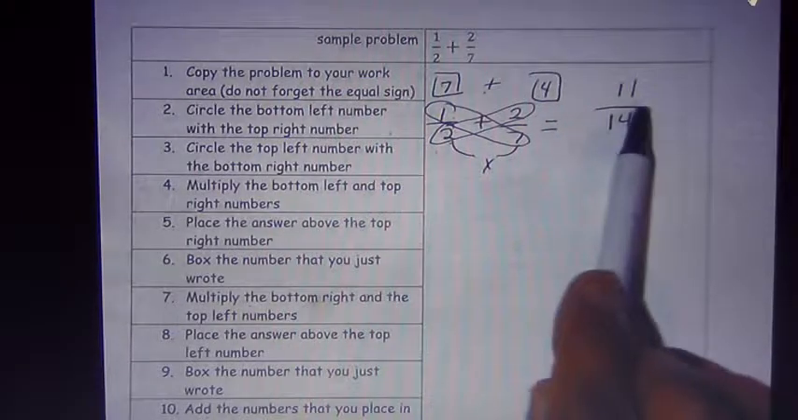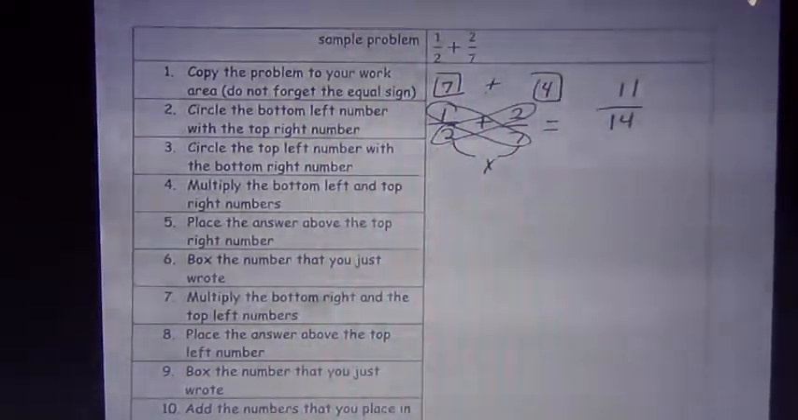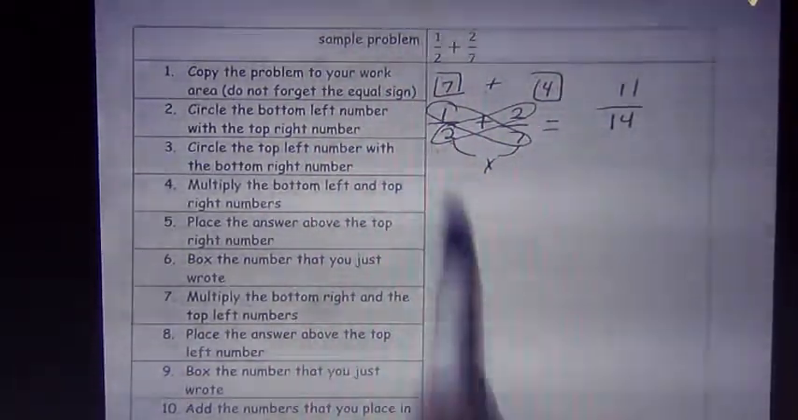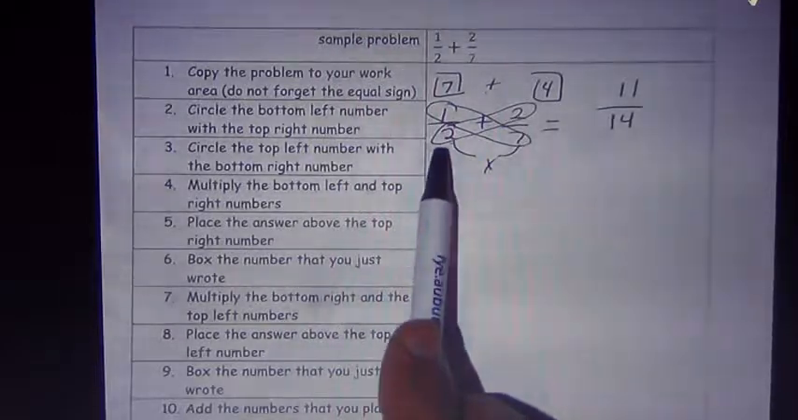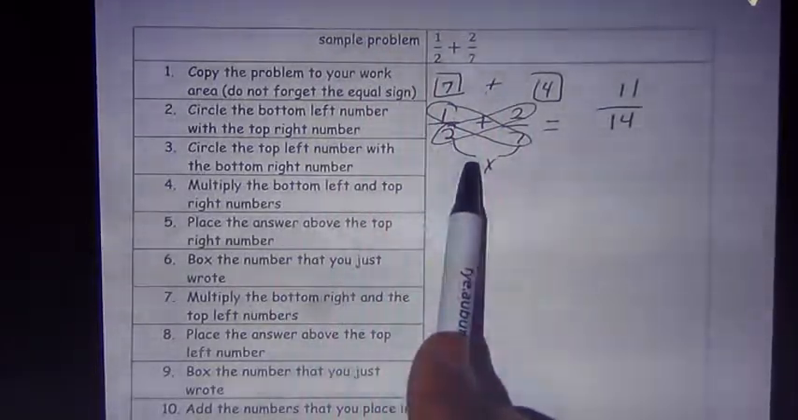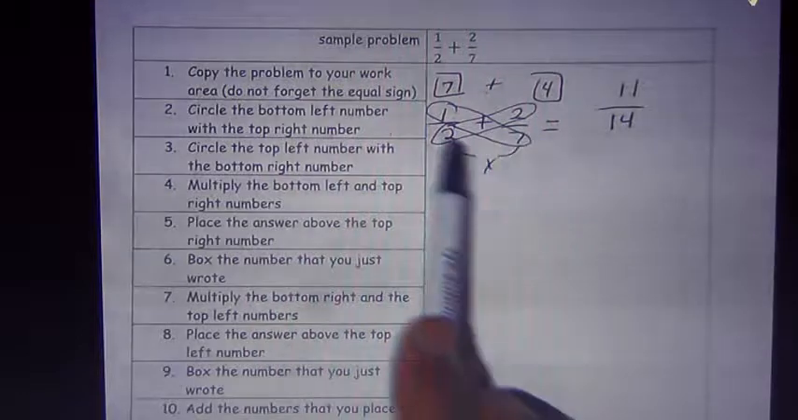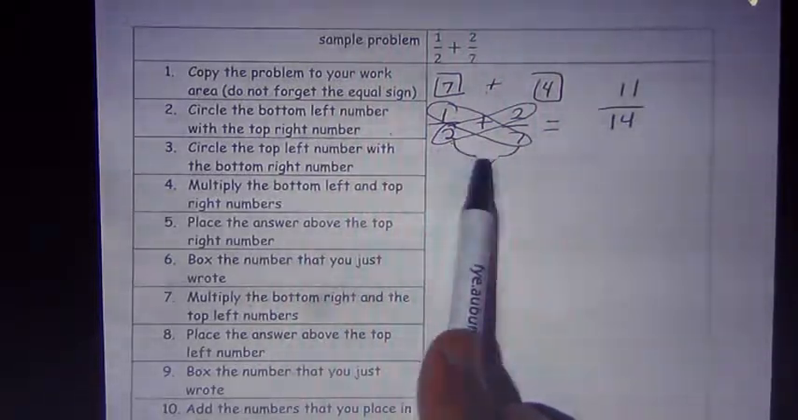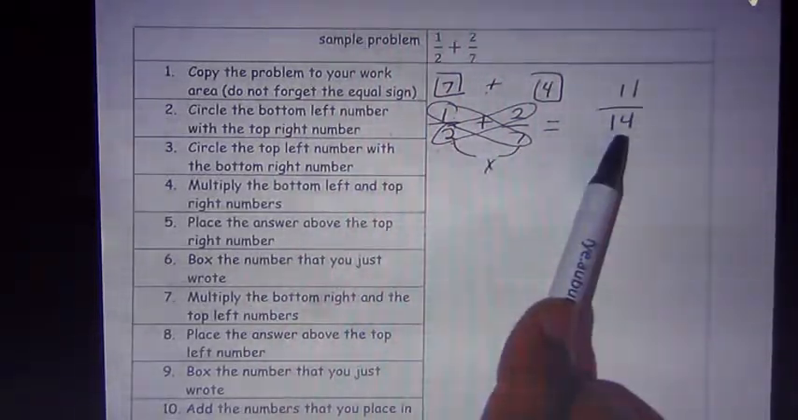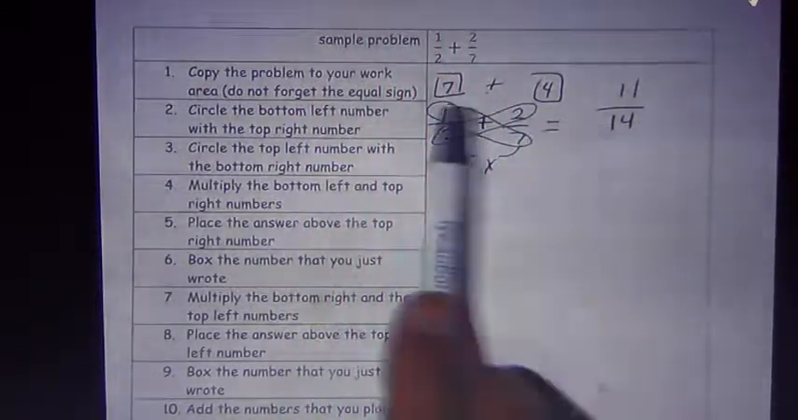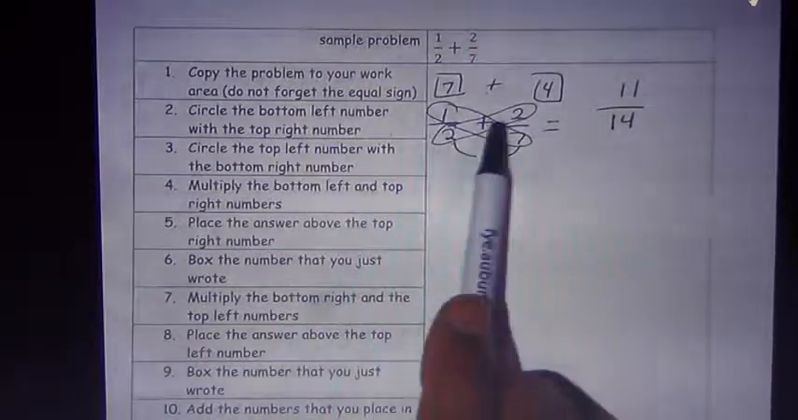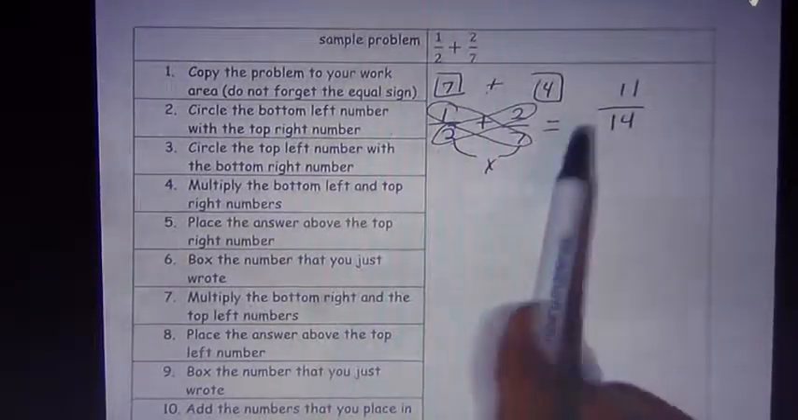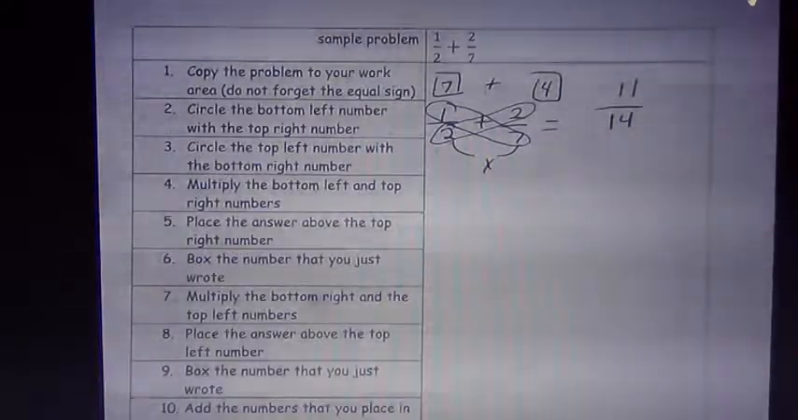Draw your fraction bar. Multiply the bottom two numbers. 2 times 7 equals 14. You write that here. If you had whole numbers, you would add those and put that here, but you do not have whole numbers in this problem.